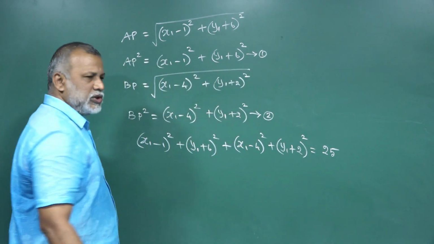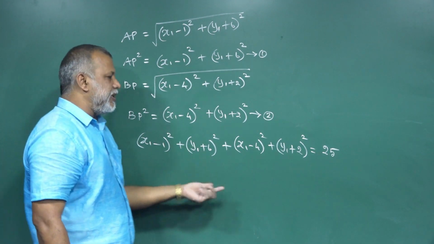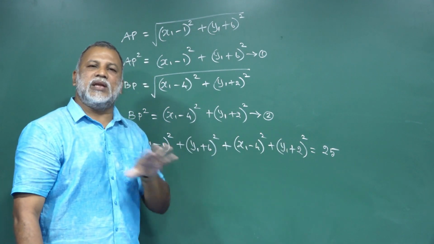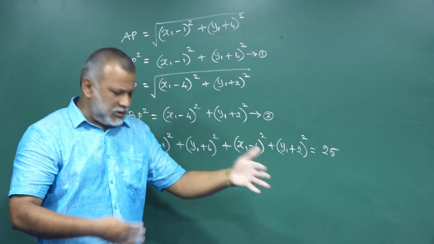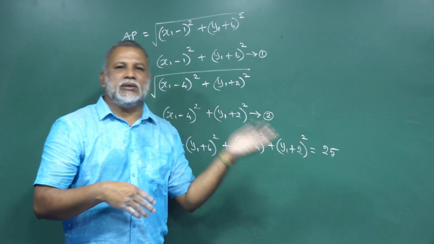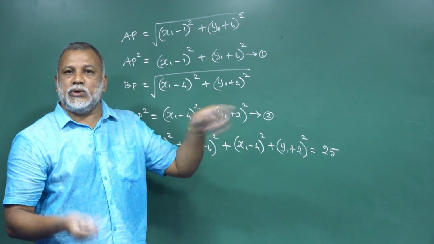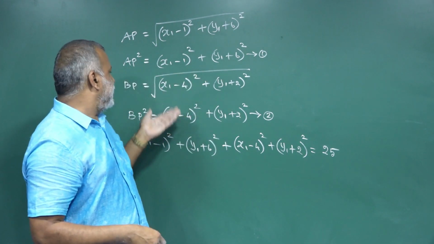So dear students, your work is very simple. Just expand. Here also expand. Take the 25 to the same side, then simplify. That's all. Compared with the previous question, the steps are the same. Instead of 25, you are having 20. Instead of the points, here we are having different points. But the given logic is different. You have to understand the given logic. So after that, AP squared, PB squared.